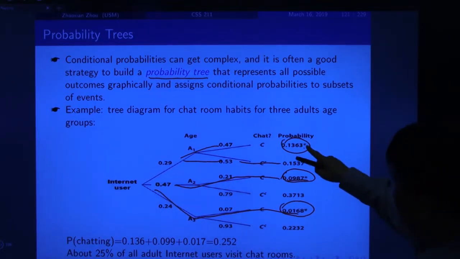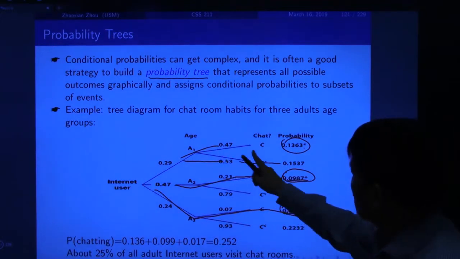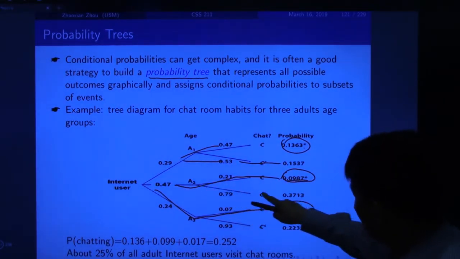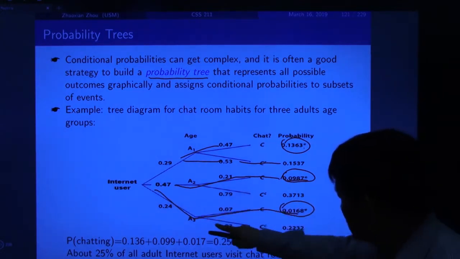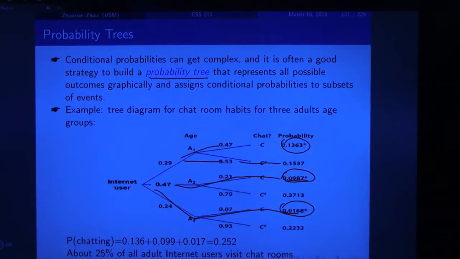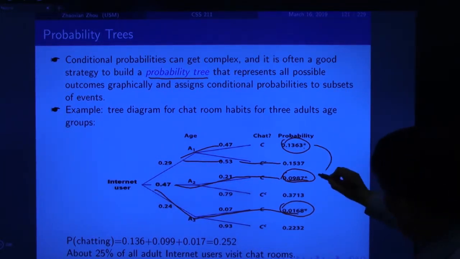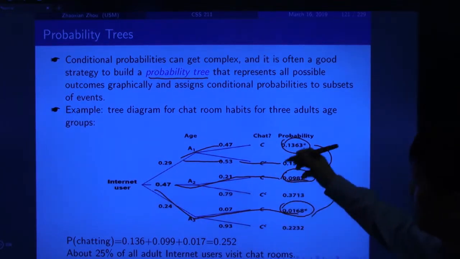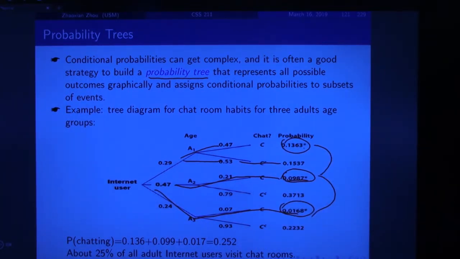All these numbers, this 13% is this time this, this equals this time this, this one equals this time this, and this time this equals this, to here, to here. And the result is very clear. So we just add this and this and this together, because this is chat, this chat, this chat, these three. These are chatting people in the three groups. So about 25% of all adult internet users visit the chat rooms.